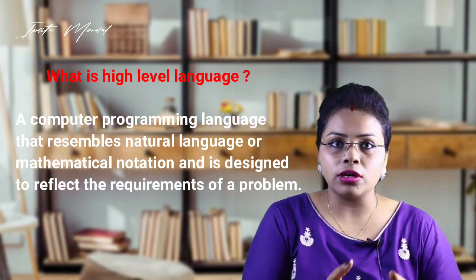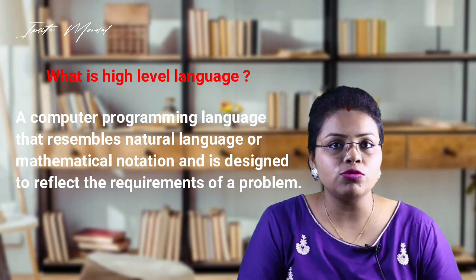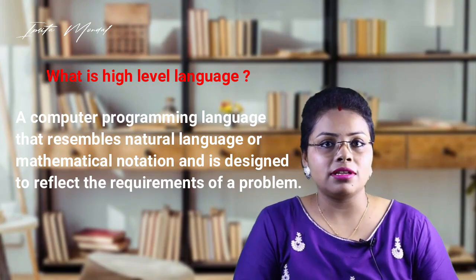Now what is high level language? High level languages are basically very close to human language. That means it is like the English language. If you don't want to communicate directly with the CPU, then you must choose a high level language. High level language resembles natural language and some mathematical notations, which must have an input and an output. That is known as high level language.